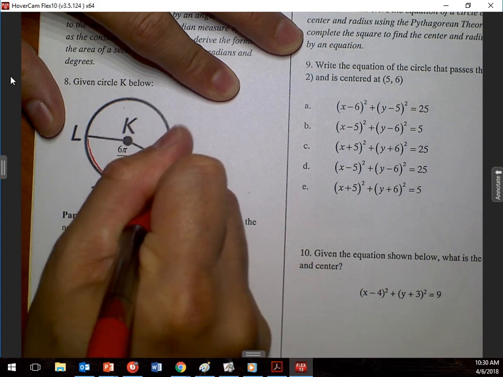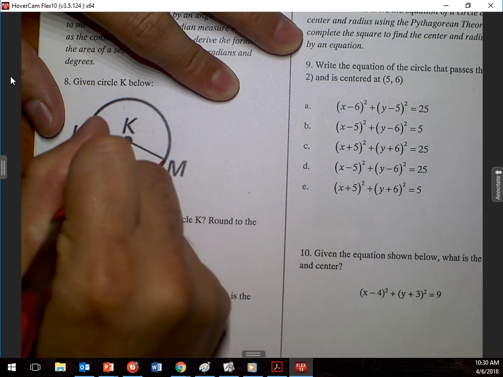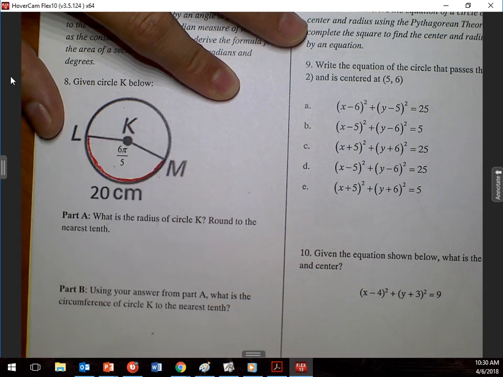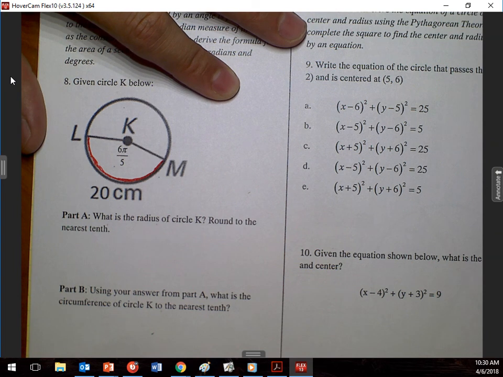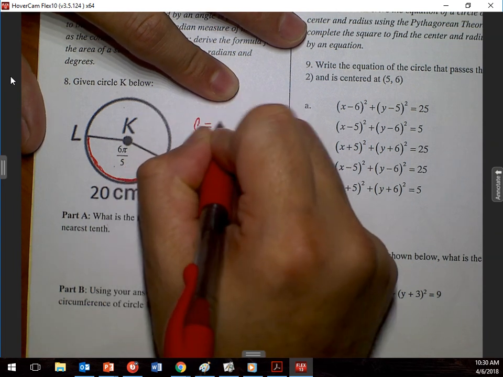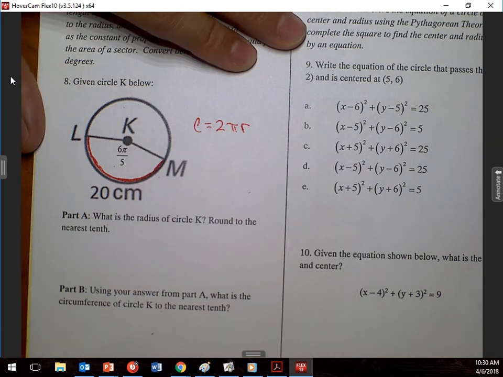Now, this around the outside, what did I refer to it as? Pizza crust. So the pizza crust formula: no one likes crust. Two pi times the radius. 2 pi times radius.